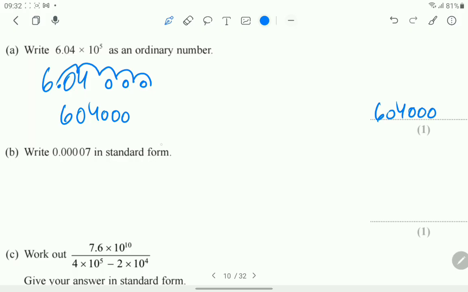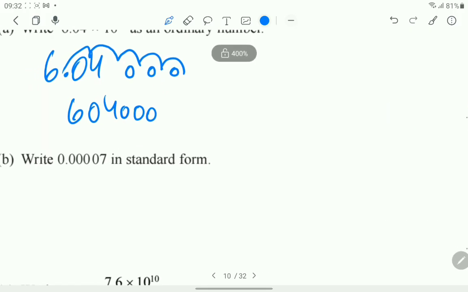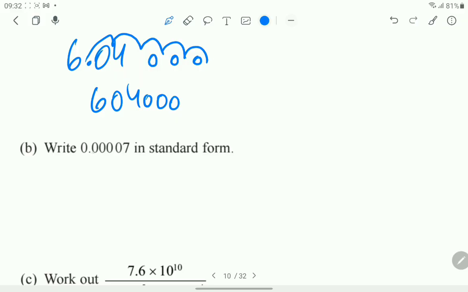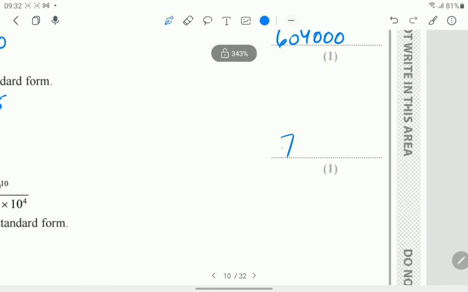And write 0.00007 in standard form. So the decimal needs to be moved so that 7 is the significant figure. So we take 1, 2, 3, 4, and 5 steps. So 7 times 10 raised to the power minus 5, minus because we are dividing. So the answer is 7 times 10 raised to the power minus 5.